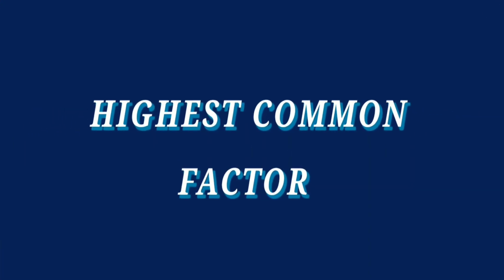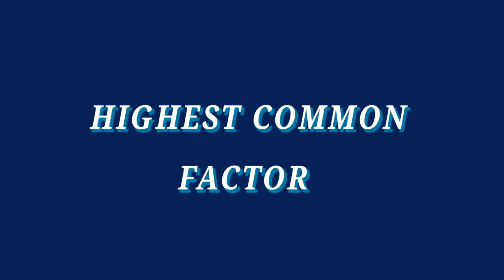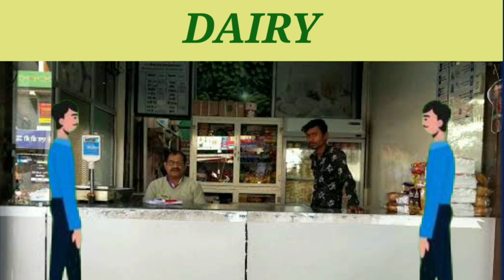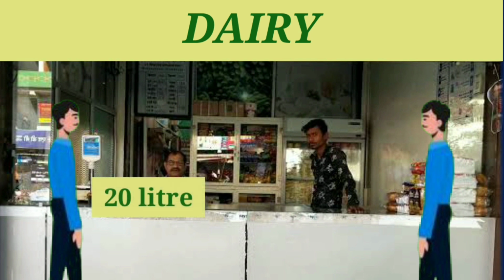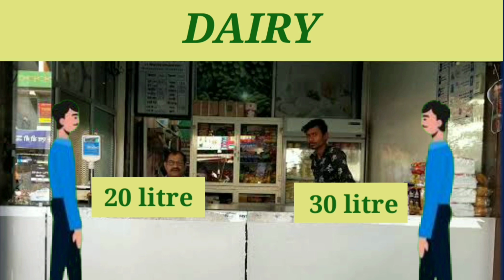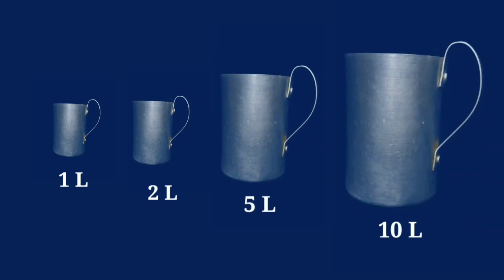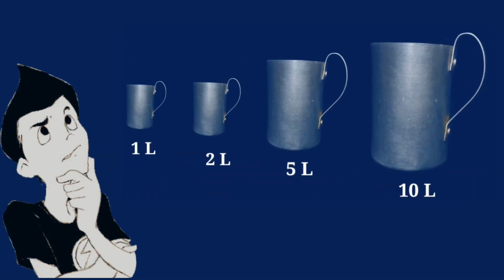Dear students, let us understand highest common factor with the help of an example. A dairy shop has two customers. One needs 20 liters of milk, other needs 30 liters of milk. The shopkeeper has a measuring can of 1 liter, 2 liter, 5 liter and 10 liter capacity. So here, which measuring can will the shopkeeper use so he can measure the required amount completely and quickly?